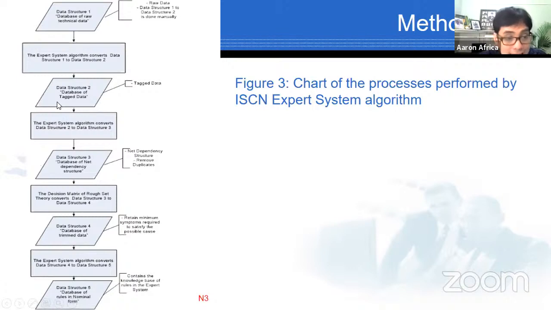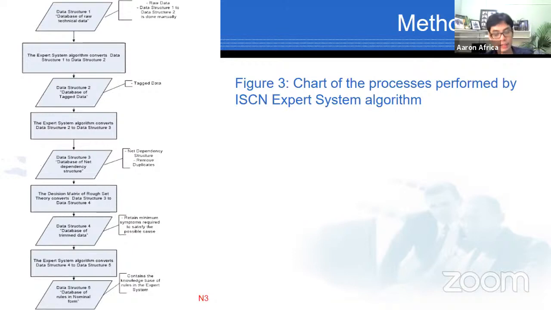Now, the table created will be the structure for data structure 2. This is called the database of tag data. The expert system algorithm places each data structure in the rows of the table of an information system. In here, one row corresponds to one case. The expert system will have a value of 1 if it exists, 0 if it does not exist. The expert system algorithm removes rows with identical entries, okay, duplicates. The table created is called data structure 3. It is the net dependency of data.